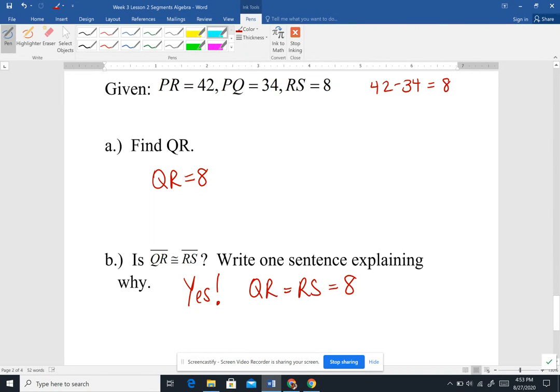So when I'm talking about the segments, I use this segment bar, but when I'm talking about the length, I don't put a segment bar on it. Just a little picky detail that I wanted to share. So that sums up segments. We're going to do algebra and arithmetic problems dealing with segment lengths and segments that are congruent to each other.